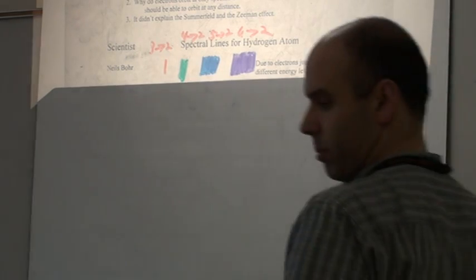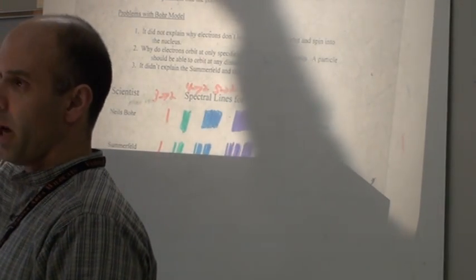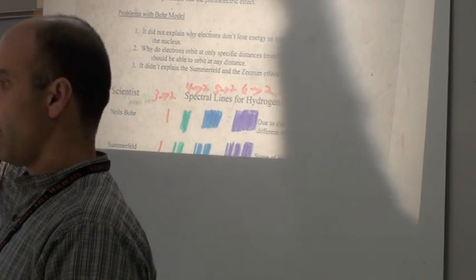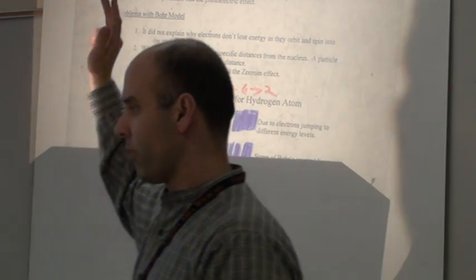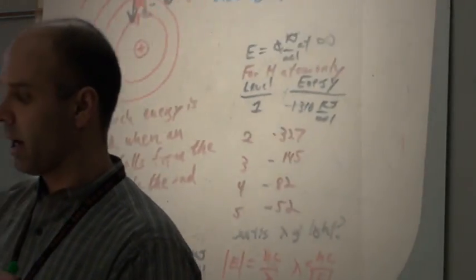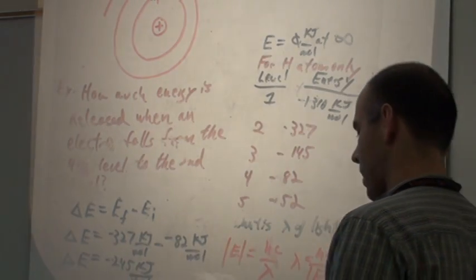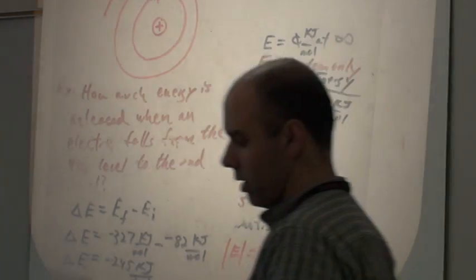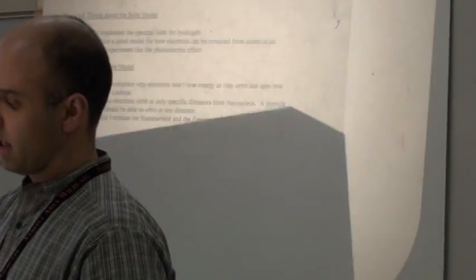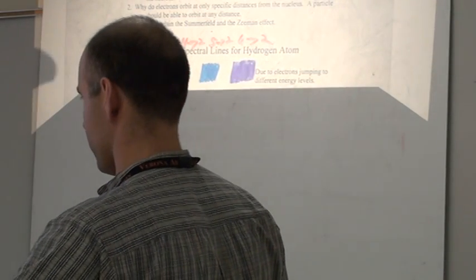So, the Bohr model. We've had the Dalton model, the billiard ball, the Thomson model, which is plum pudding. We've had the Rutherford model, which is the nuclear model. And now we've got the Bohr model, which is sometimes referred to as the planetary model, where the electrons jump between levels. And the beauty of the Bohr model is that it explains how the spectral lines are produced.